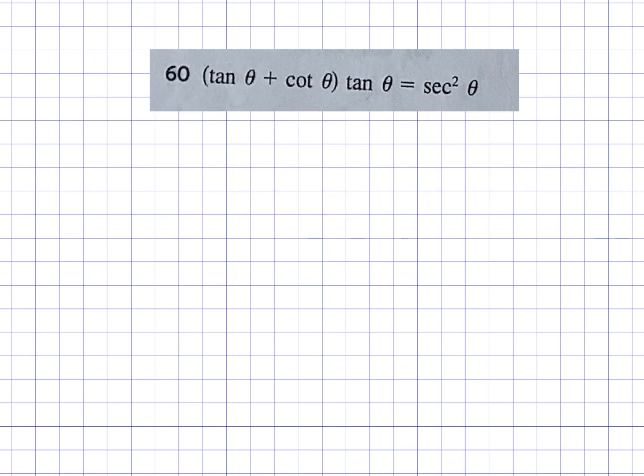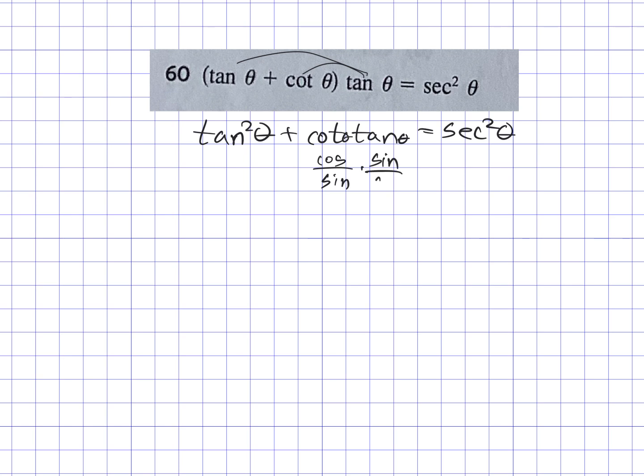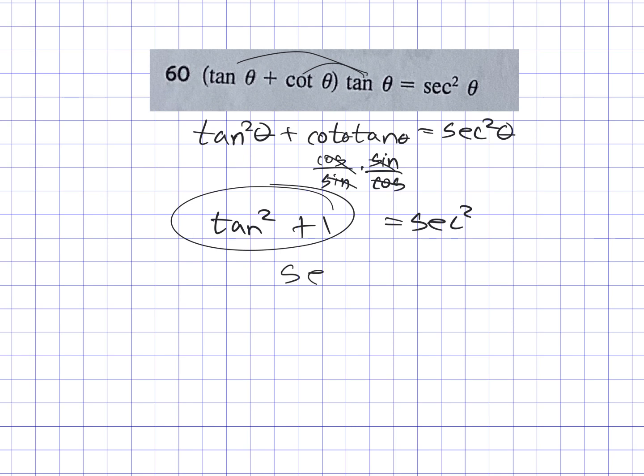Okay, secant squared of theta. If I distribute this, I get tangent squared of theta plus cotangent times the tangent. These are all of theta. I'm going to leave the thetas out. And cotangent times tangent, that's the same thing as cosine over sine times tangent, which is sine over cosine. That's the same as 1. So what we have on the left side is tangent squared plus 1 equals secant squared. And that's your identity. Tangent squared plus 1 is the secant squared. So yes, they do equal.